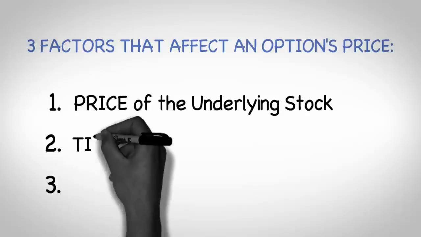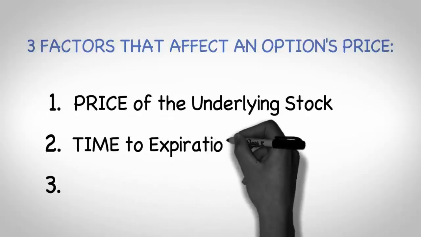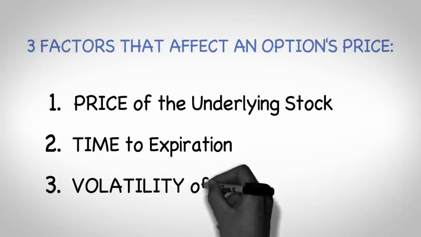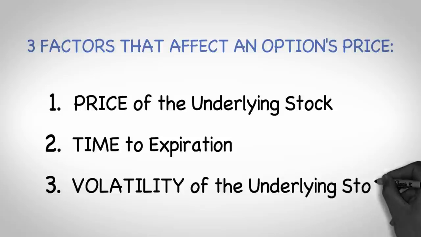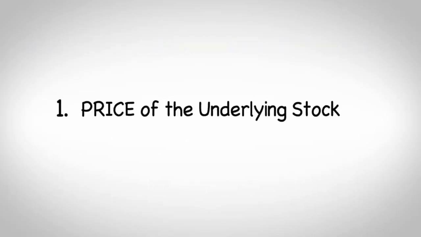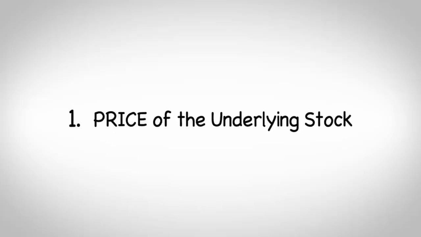Number two, time to expiration. And number three, the volatility of the underlying stock. First, let's talk about how the underlying stock's price will affect the price of its options. Let's think back to the basic definition of a put option.